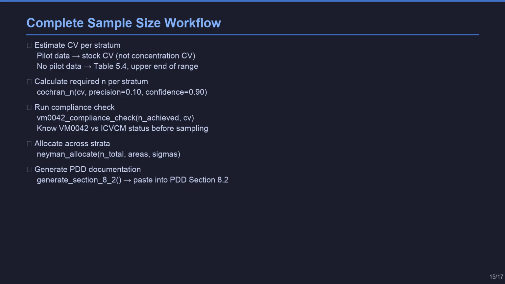Step 4. Allocate the total sample budget across strata using Neyman allocate. Step 5. Generate the PDD documentation automatically with Generate Knowledge section 8.2 and paste it into section 8.2. The entire workflow takes under 30 minutes once you have your stratum CVs. The time-consuming part is getting reliable CV estimates, which is why pilot sampling, done well, is worth the investment.